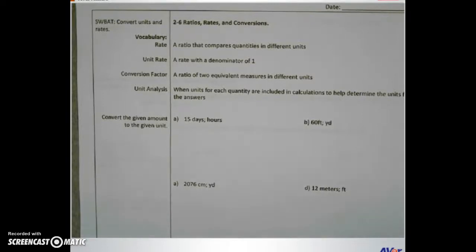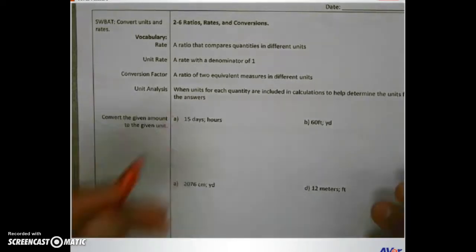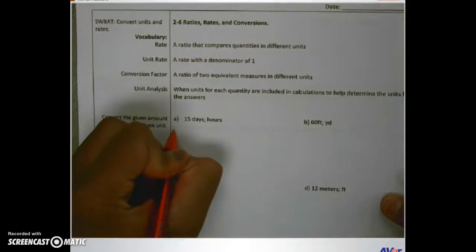For example, convert the given amount to the given unit. You can say, okay, 15 days. Oh, I just need to multiply. 15 times 24. Done. Got 'em. No, I don't want you to do that. I want you to show how you got that answer.